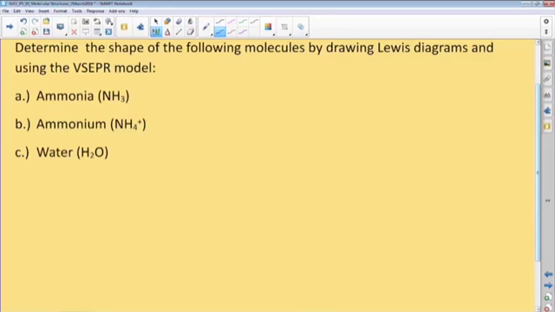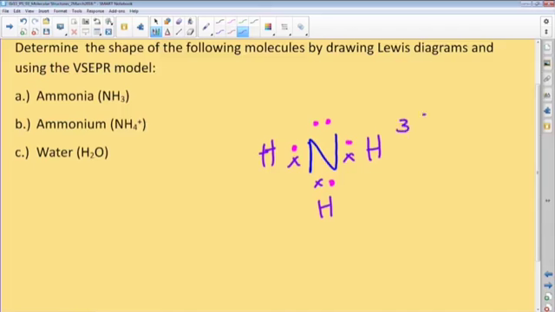So ammonia, nitrogen. So I draw my N, and I put my 5 valence electrons around it. Hydrogen, it's group number 1. Did I say nitrogen was element number 5? I mean, it's in group number 5. So there I have 3 bonding pairs, and I have 1 lone pair.